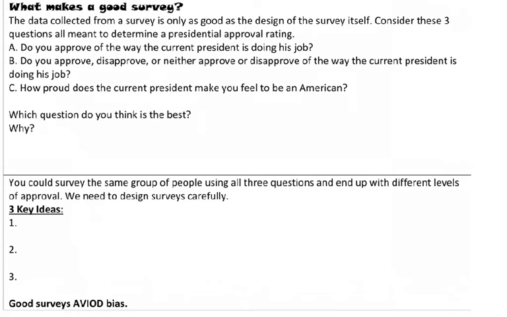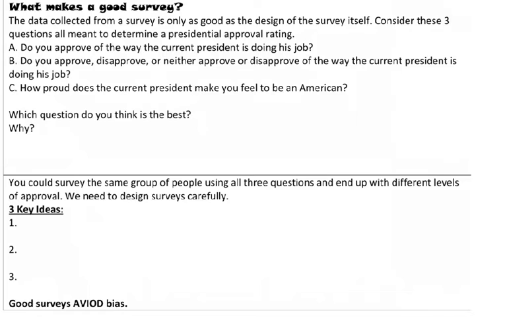So you just tell me which question you think is best and why you picked that one. There's not a right or wrong answer. Leaving it blank is wrong. It's the only way you're going to get that one wrong. Alright, so you just think about it and tell me what you think. Alright, so you could survey the same group of people using all 3 questions and end up with different levels of approval. So we need to design surveys carefully so that doesn't happen.